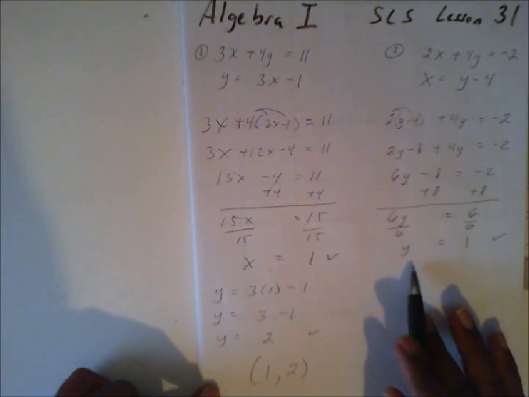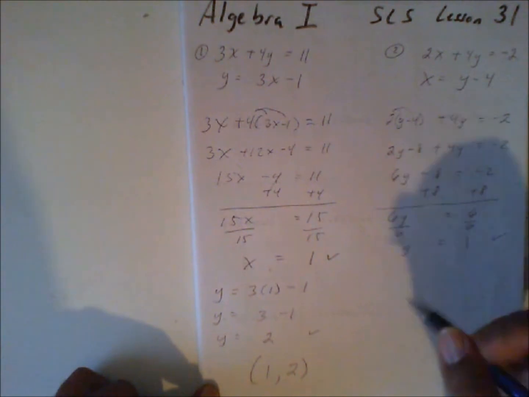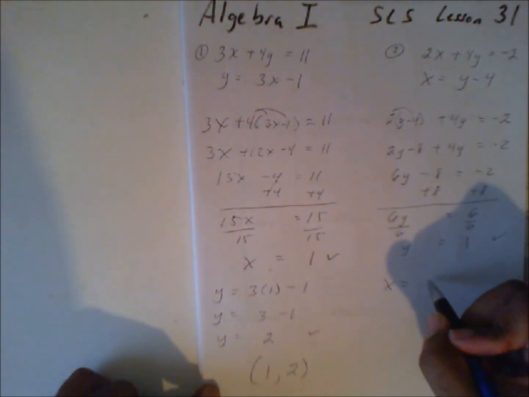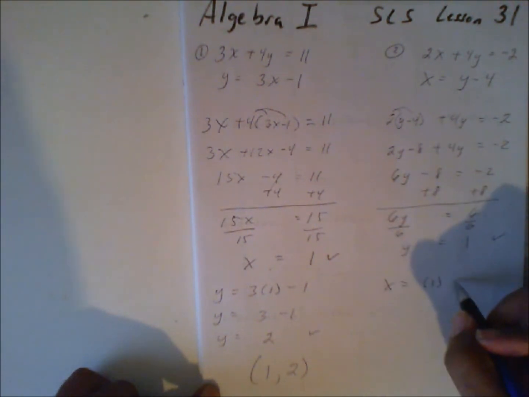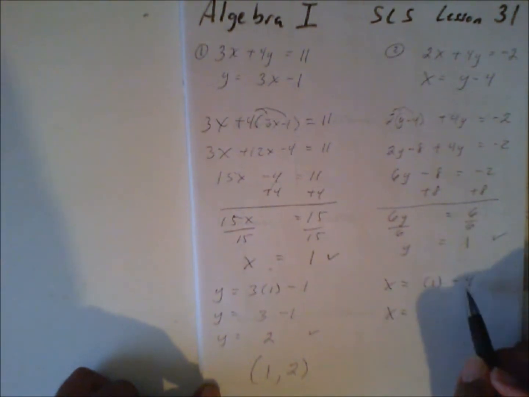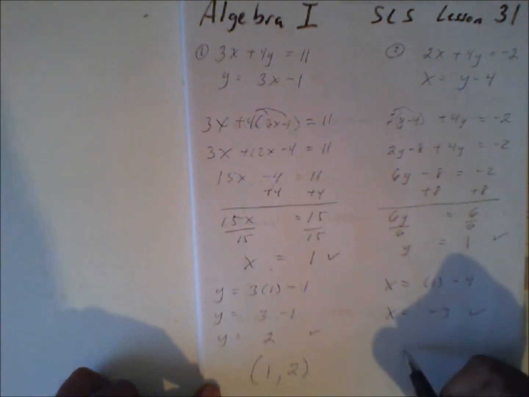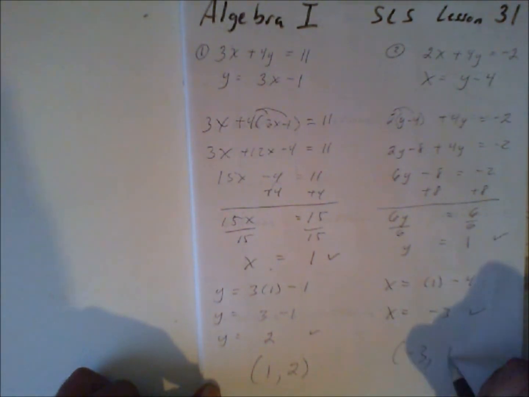Now to get my x value, we're going to go back here and plug in 1 for y. So this will be x equals 1 minus 4. Well, 1 minus 4 will be negative 3. And that's our x value. So x is negative 3, y is 1.